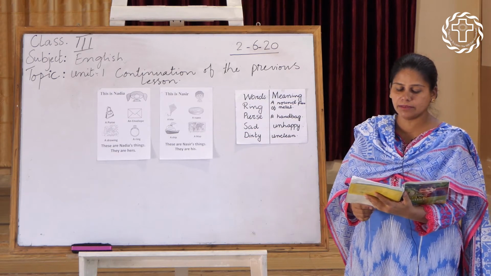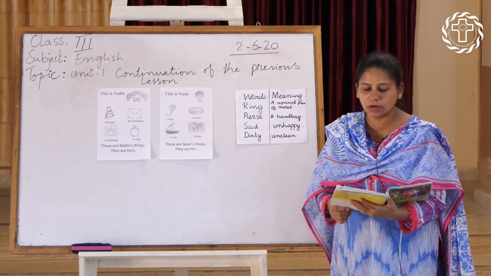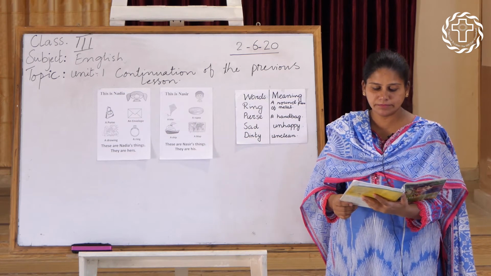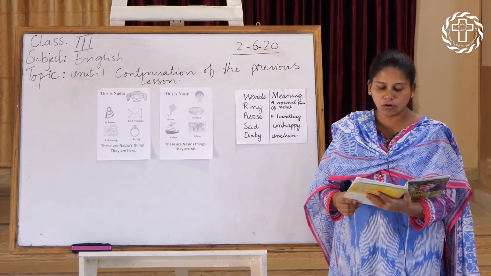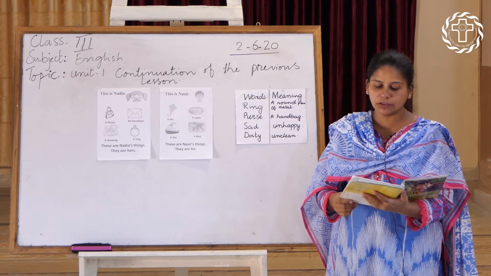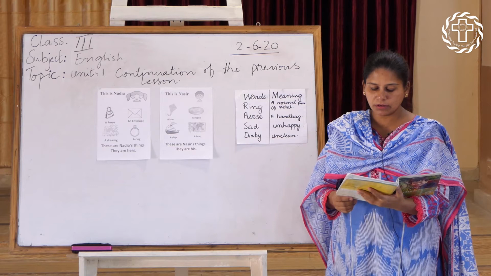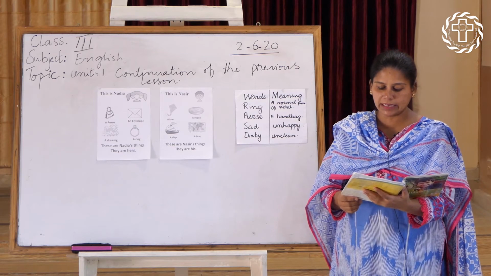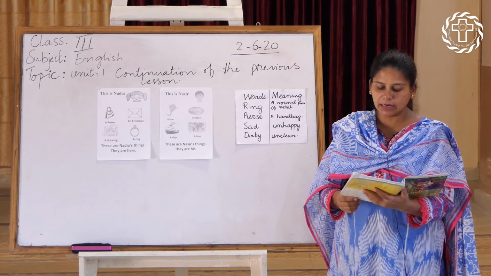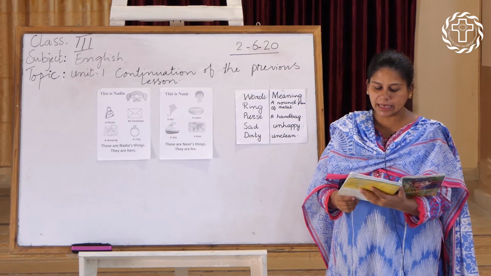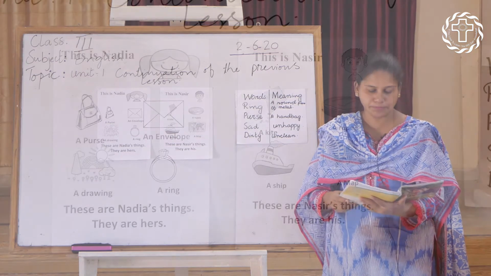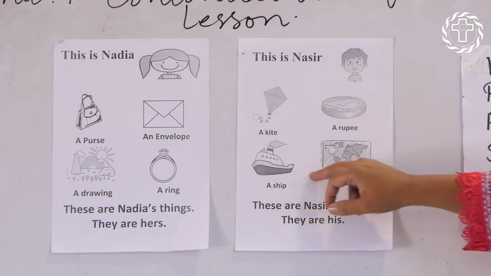Page number 9. The book is on the table. The book on your table is yours. The books on your table are yours. They are yours. The books on their table are theirs. They are theirs. Look at these pictures.